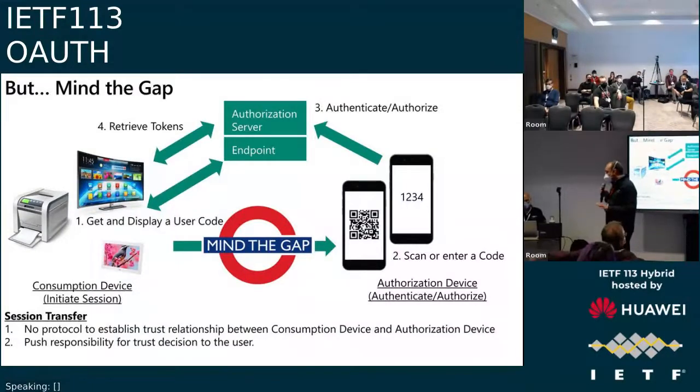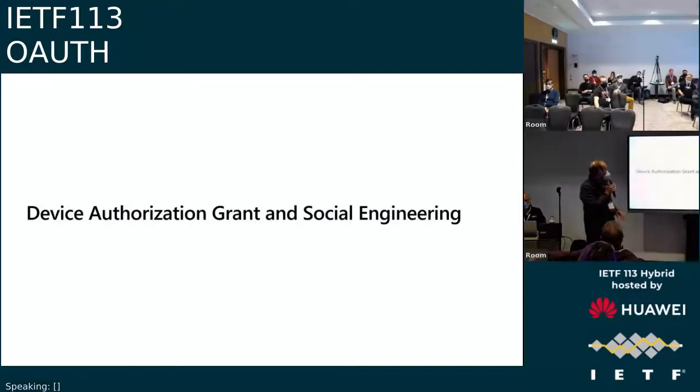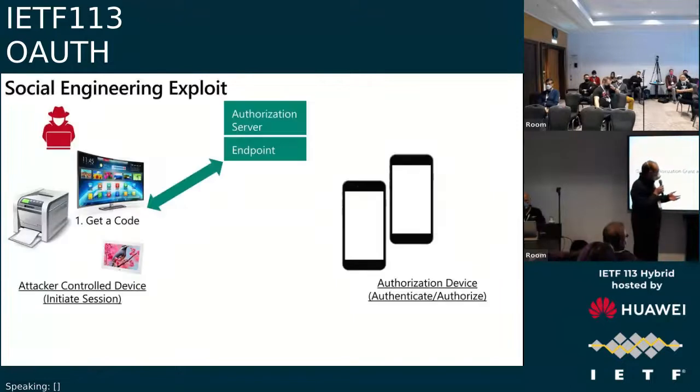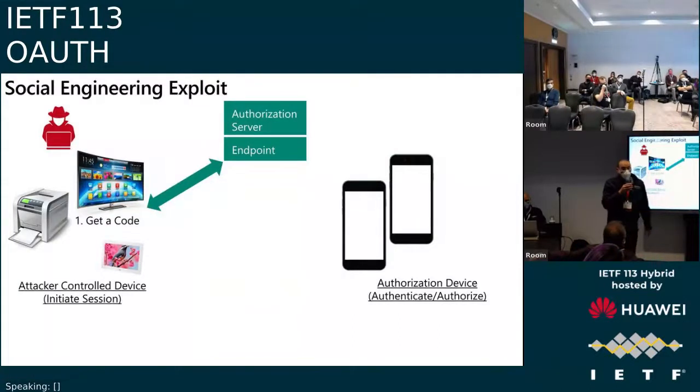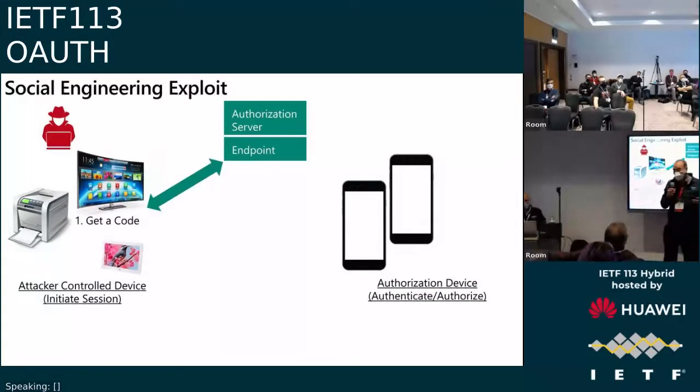So let's talk about how this opens the door for social engineering for a moment. Now we have our adversary, and they get control of a device. Let's call it the attacker control device, and they can access it and get a code. This is an attack pattern that we've seen in the wild. It's been documented. I shared some of the attacks that are in the public domain. So it's a real thing that happens.